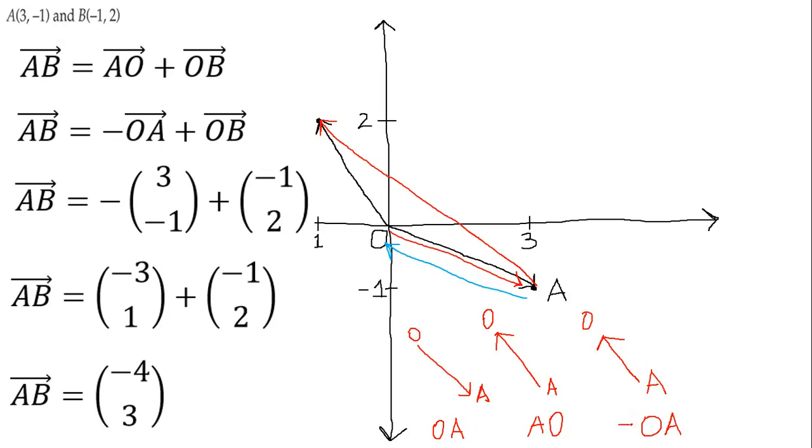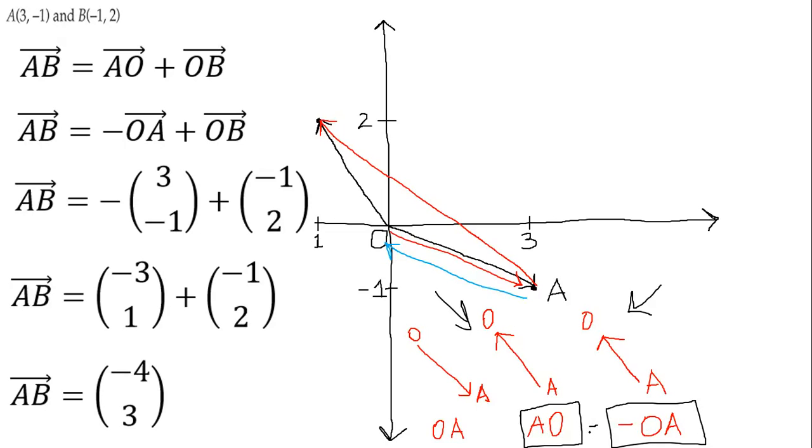So negative OA would be the same OA, but just in a different direction. So what can we say about this? Notice that AO looks the same as negative OA. Look at these vectors, this one and this one. They look identical, right? And so AO equals negative OA.